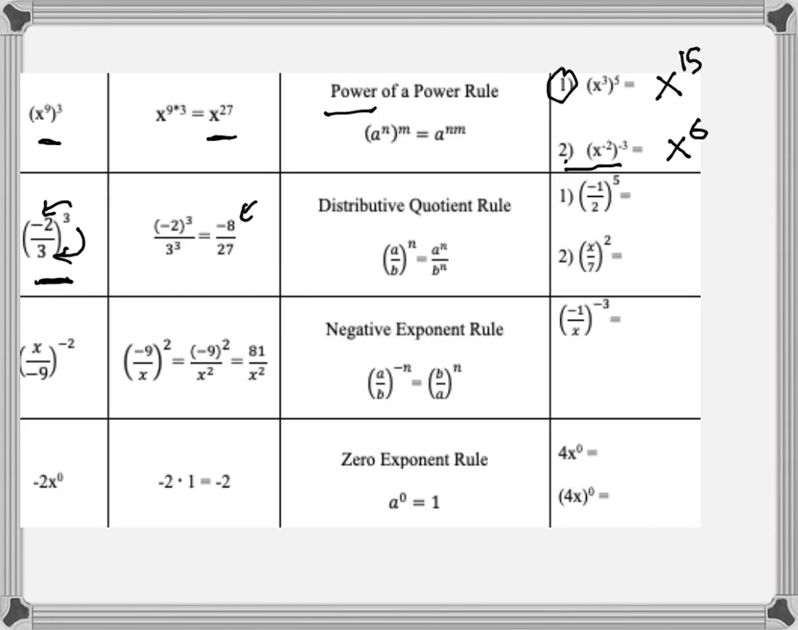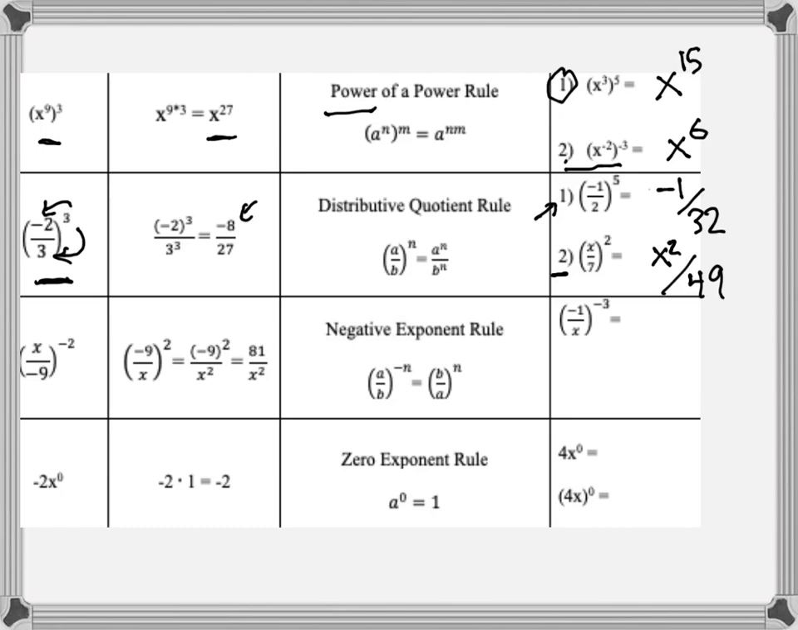So now in this next example, we have negative 1 over 2 all to the power of 5. In the numerator, negative 1 to the power of 5 is negative 1, and in the denominator, 2 to the power of 5, that's 2 times itself 5 times, and we get 32. When we're distributing an exponent to a variable, like in this example, that variable will just take on whatever exponent is outside the parentheses. So in the numerator, we have x squared, and in the denominator, 7 squared. 7 times 7 is 49.